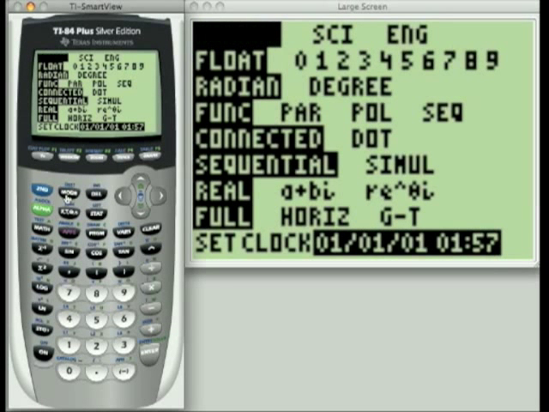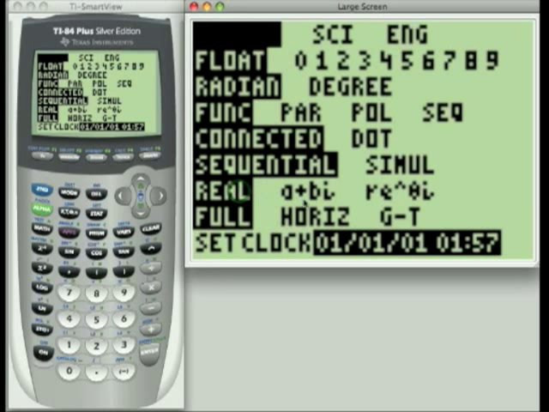The seventh row of the mode menu is the real or complex settings. There are three choices in this row: real, rectangular complex, or polar complex settings. Typically at the high school level, we just deal with the real or the rectangular complex settings. By default, your calculator is set to real. This just means that any calculation you do, the calculator will show you real numbers for your answers.